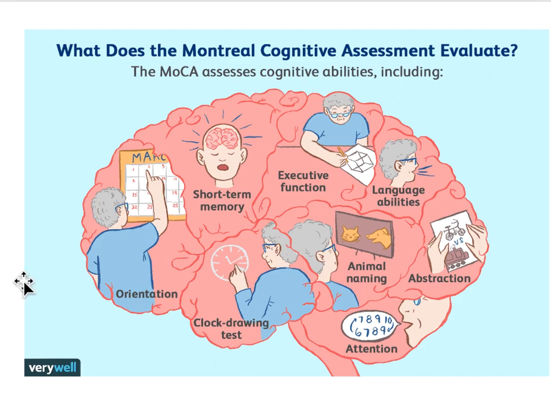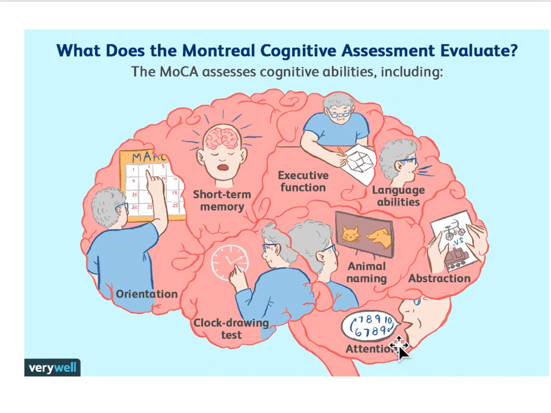So it's going to check orientation. It's going to check short-term memory, because we're going to tell the patient a few words, and then we're going to ask them to repeat those words right after we say it, and then ask them to repeat them a few minutes later. It's going to check some executive functioning, like their ability to write, to copy a three-dimensional picture, their language abilities, so we're going to listen to them speak, and understanding is abstraction.